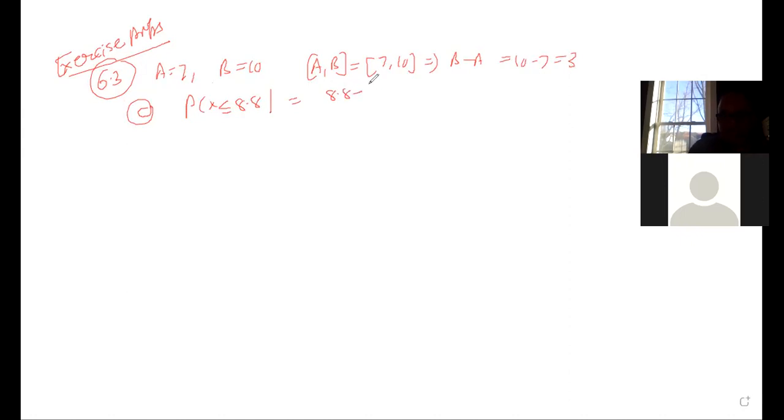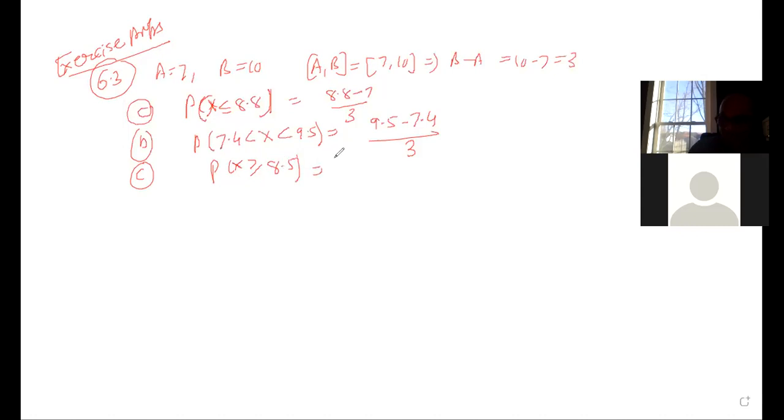That means I can write 8.8 minus 7 divided by 3. My part B is more than 7.4, so 7.4 is less than X and less than 9.5. That is equal to, I can say, 9.5 minus 7.4, divided by this 3. My part C is the probability of X greater than or equal to, at least, 8.5 liters. So greater than or equal to 8.5, and that is nothing but 10 minus 8.5 divided by 3.